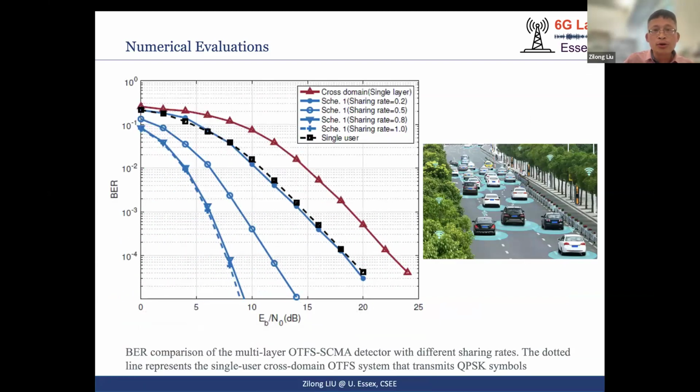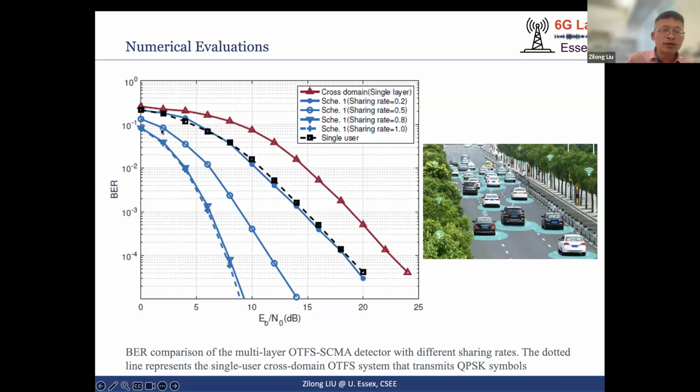Furthermore, we have compared our bit error rate for the single layer cross-domain receiver with the single user bit error rate, which is shown here. It is very interesting to see that once every user starts to share some of their message to its surrounding vehicles, at 20% we are able to achieve the BER of the single user one. And the more we share, the further we can push this BER to the left.